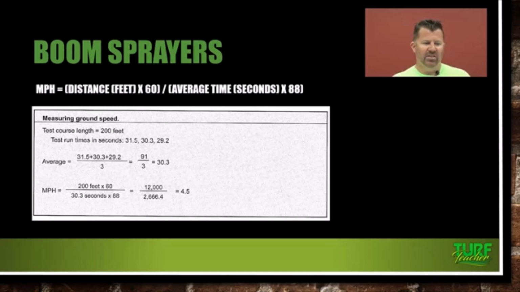But the miles per hour formula, guys, is distance in feet. So we had 200 times 60 divided by the average time in seconds times 88, and that 88 is a constant.